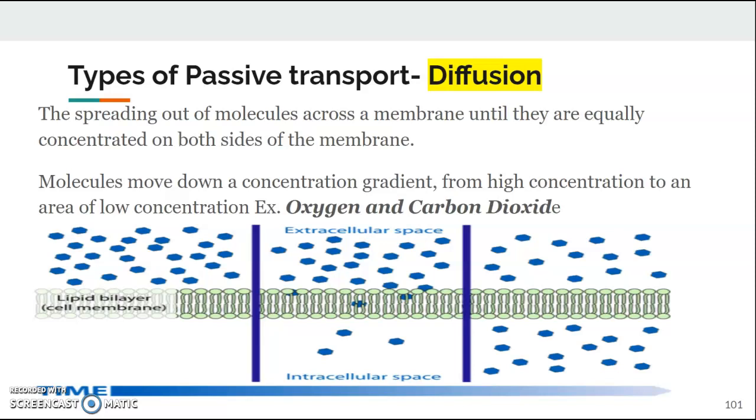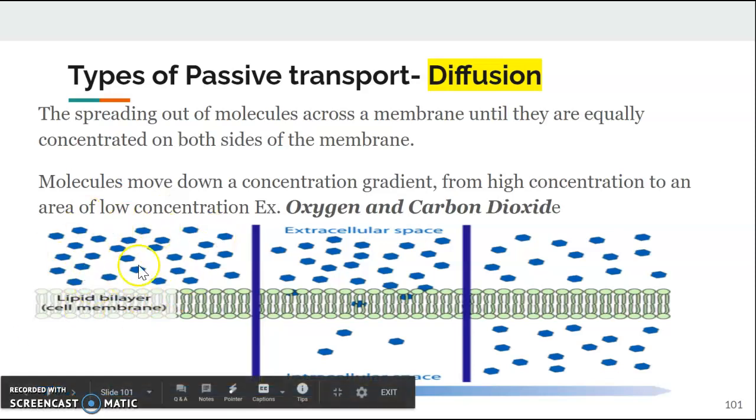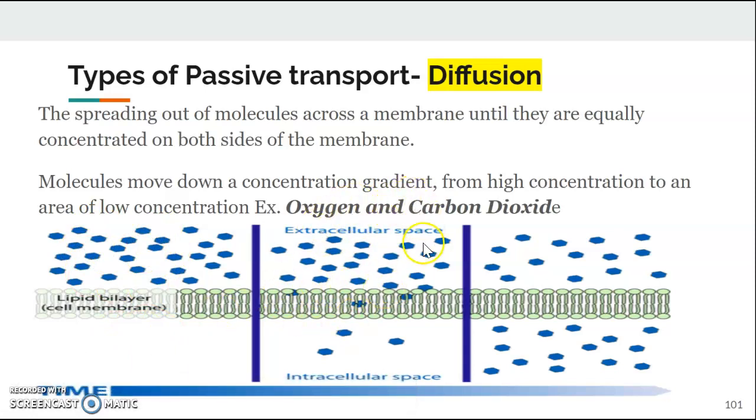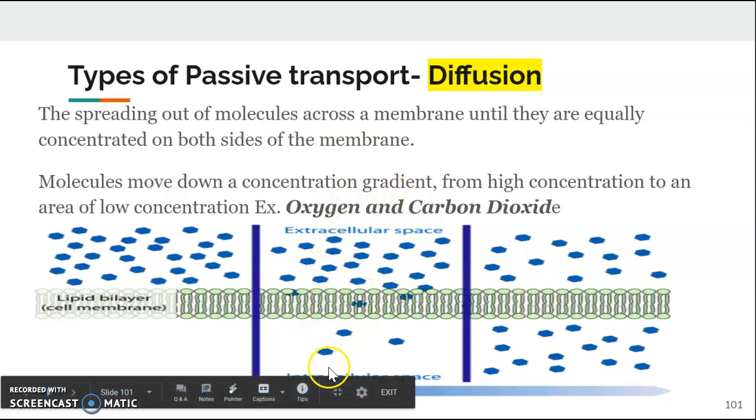Passive transport, there are different types of transport. First that we're going to look at is diffusion. Diffusion is the spreading out of molecules across the membrane until they are equally concentrated on both sides. Right? So in this first frame here, you see that the molecules are really concentrated here and there is nothing happening on the other side.